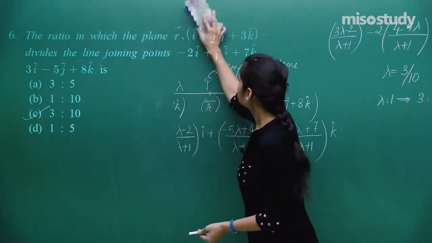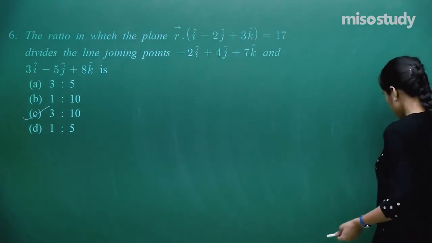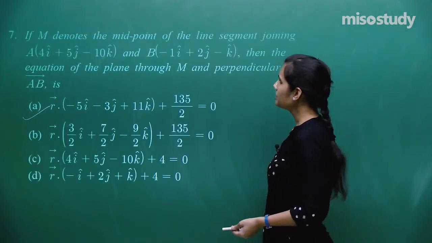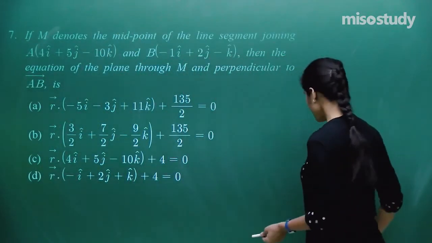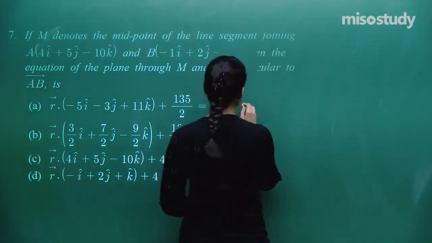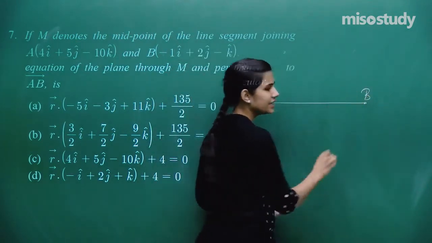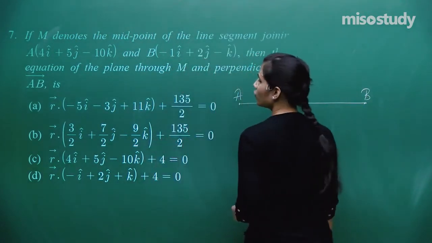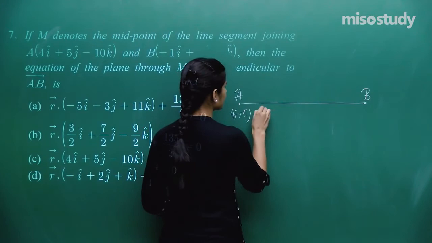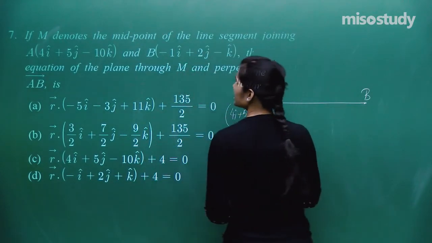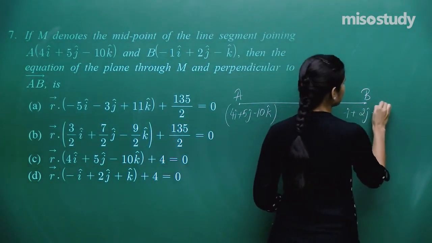Moving to the next question after this, let's see what we have. Question number 7 says that if M is denoting the midpoint of the line segment joining A and B. So first of all, there is something which can easily be decoded, let's decode it. It is 4i cap plus 5j cap minus 10k cap. And next is minus i cap plus 2j cap minus k cap.